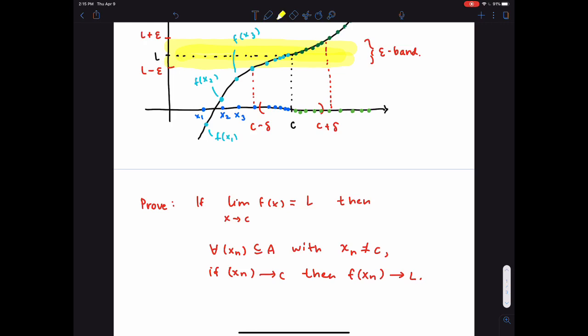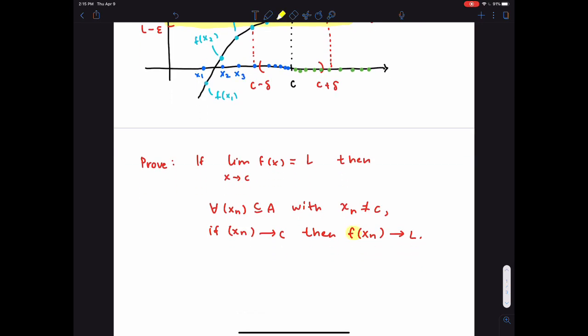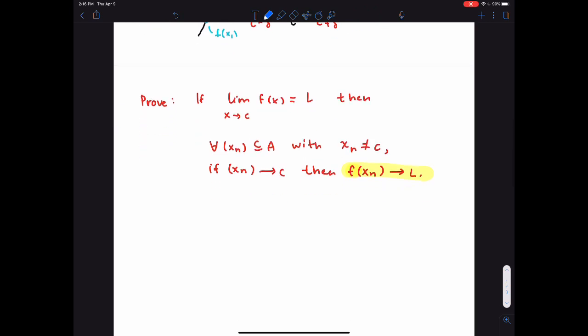And so our focus when we're trying to prove this should be on the ultimate conclusion that we're looking to make. We are trying to prove that a sequence of outputs converges to L, which means in order to do this, we're going to be relying on the definition of sequence convergence.